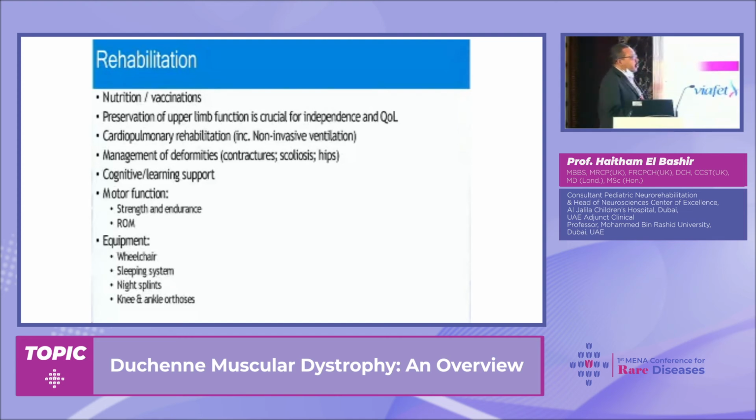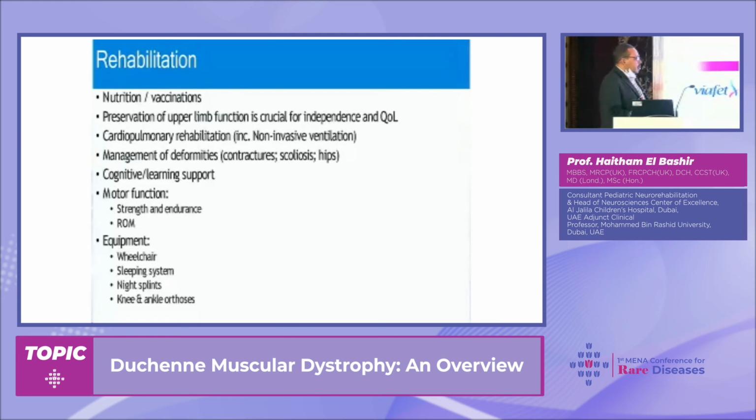Cardiopulmonary rehabilitation, including non-invasive ventilation. They see our chest physiotherapy, and deformity management with contractures and scoliosis. We work very closely with the orthopedics team. And if there are problems with learning, we refer them to our educational psychologist and neuropsychologist for cognitive assessment.